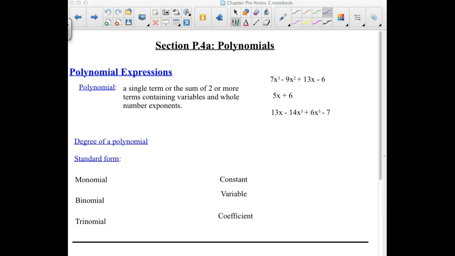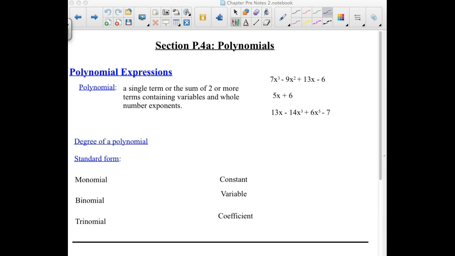All right, these are our notes for section P.4a, College Algebra. We are looking at polynomial expressions today, and just a quick review of our definition. A polynomial is a single term or the sum of two or more terms containing variables and whole number exponents.